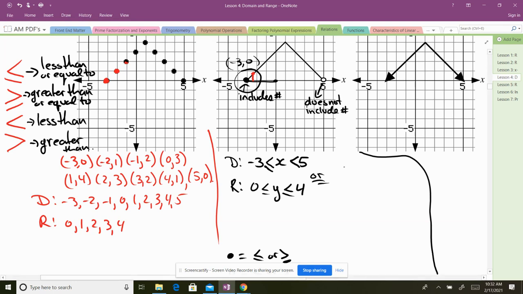Okay, the other method is you list your two extremes. So you always have to find your two extremes. The lowest x, so we'll do domain, which is -3. The highest x, which is 5. So in this method, you don't put anything in between. Okay, we use brackets.